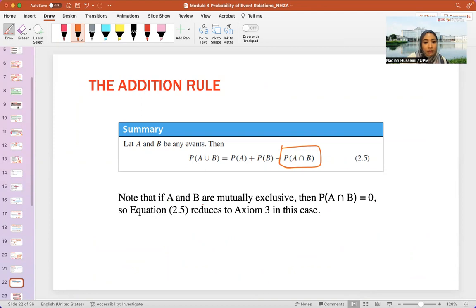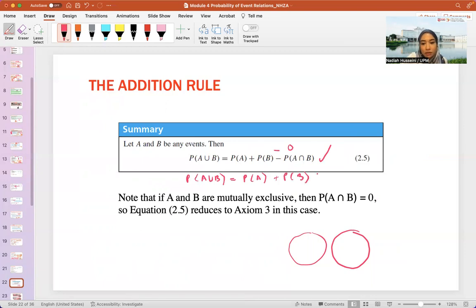So note that if A and B are mutually exclusive, then A intersect B would be equal to 0. Let me read that again. If A and B are mutually exclusive, they don't overlap anywhere. Therefore, the probability of A intersecting with B, there's no intersect over here, is 0. So this equation still holds. If this is minus 0, then P(A union B) is equal to P(A) plus P(B). And this is for mutually exclusive events.